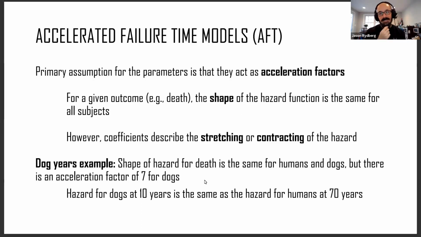But again, this is what's misleading: the 7 dog years for every human year is not exactly accurate. It depends a lot on breeds. Some recent research suggests it's a nonlinear function. Whatever, ignore that for right now. You can understand the premise is that we can have this ratio which describes how survival is stretching or contracting on the basis of some subject characteristic, in this case being a human versus being a dog, but the shape is still the same.